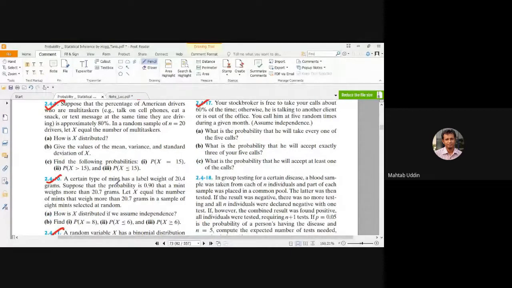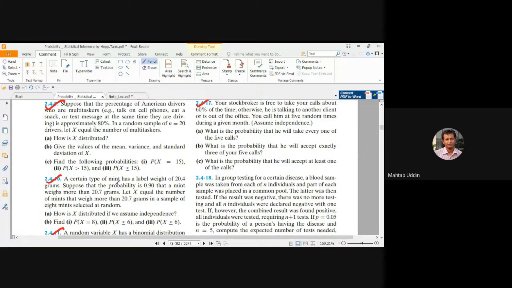Number 9. Suppose that the percentage of American drivers who are multitaskers. Multitaskers means they are doing many things at a time. Like a student doing classes, they are also tapping their mobiles, they are having their tea. So many works they are doing at a time. It's called multitasking. You understand?